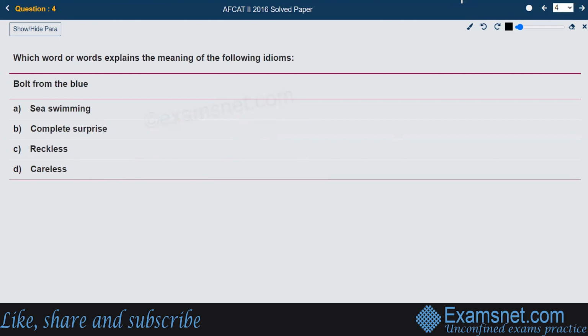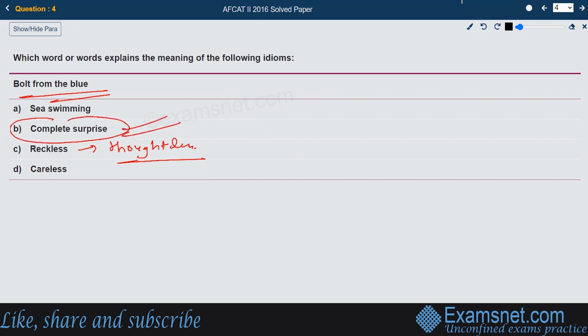Now, again an idiom is given: bolt from the blue. Let us see the options. First option is sea swimming, swimming in the sea. Next is complete surprise, if somebody leaves you completely surprised. C is reckless. Reckless means thoughtlessly, which you do without giving it a thought. D option is careless, if somebody doesn't care about anything. And the right answer among all these 4 is option B, complete surprise. Bolt from the blue means complete surprise.